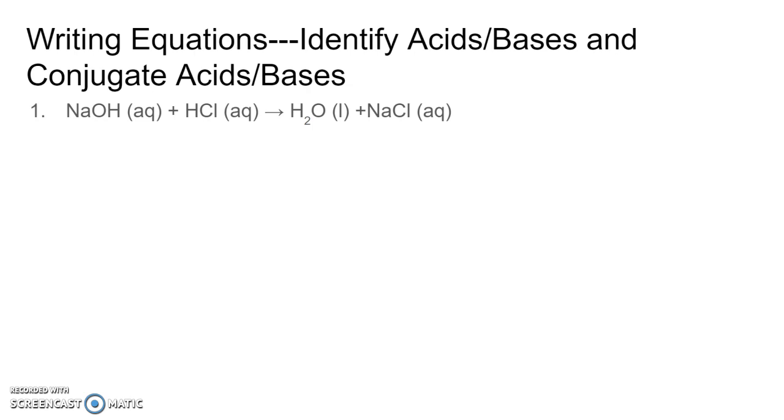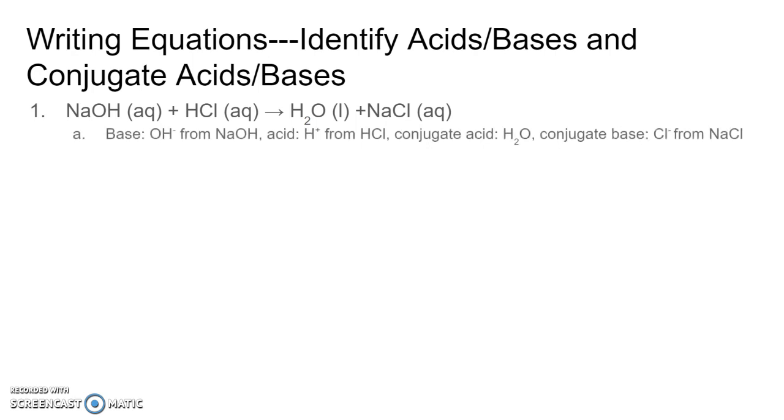All right, so I'm going to pick on the one from the last slide. So sodium hydroxide plus hydrochloric acid. So it produces water and sodium chloride. So take a moment, pause, see if you can identify what's the acid, what's the base, and what's the conjugate acid, and what's the conjugate base. All right, so here's the base, just the hydroxide from the NaOH. The acid is the H+ from the hydrochloric acid. The conjugate acid in this case is water, and the conjugate base in this case is actually the chloride, because that's what lost the proton.